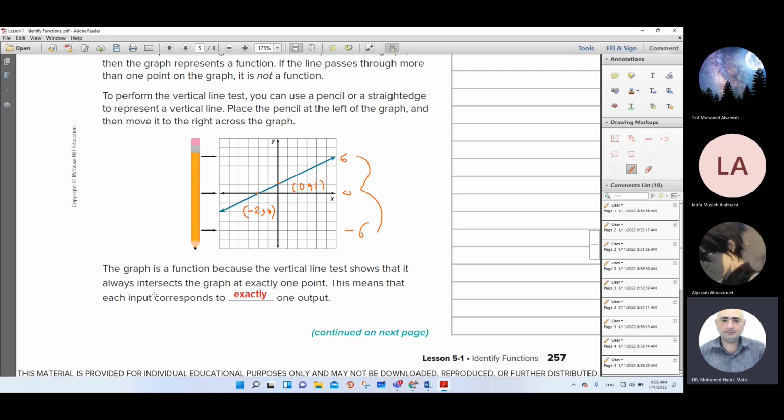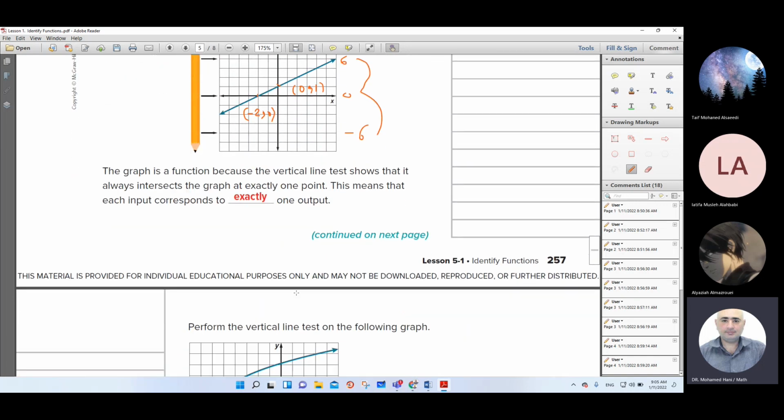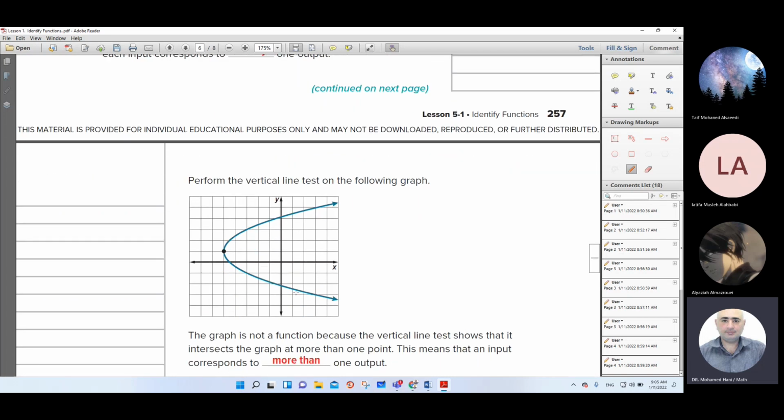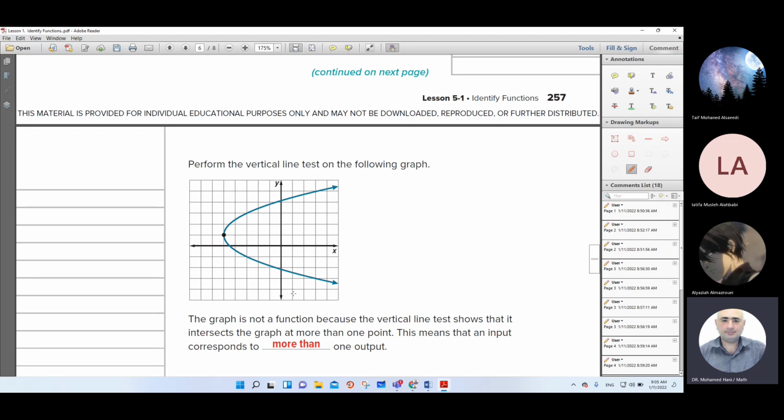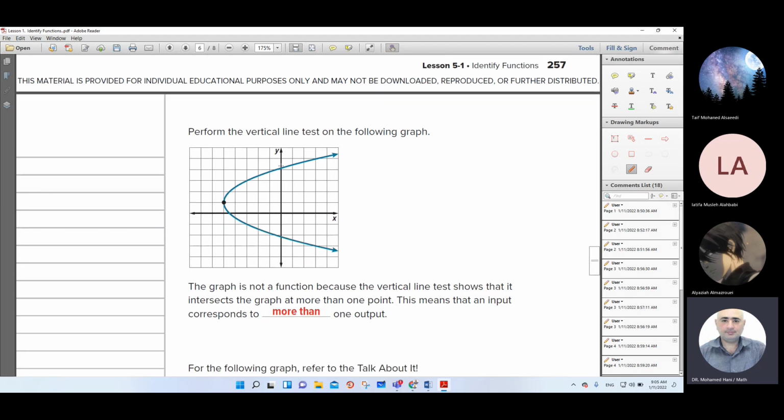So that it always intersects the graph at exactly one point. This means that each input corresponds to exactly one output. Perform the vertical line test on the following graph. As you see in this graph, we have a point here, a point here, and a point here.